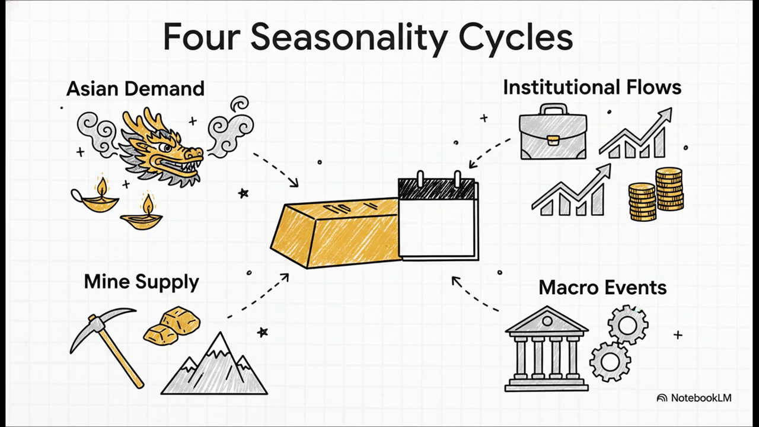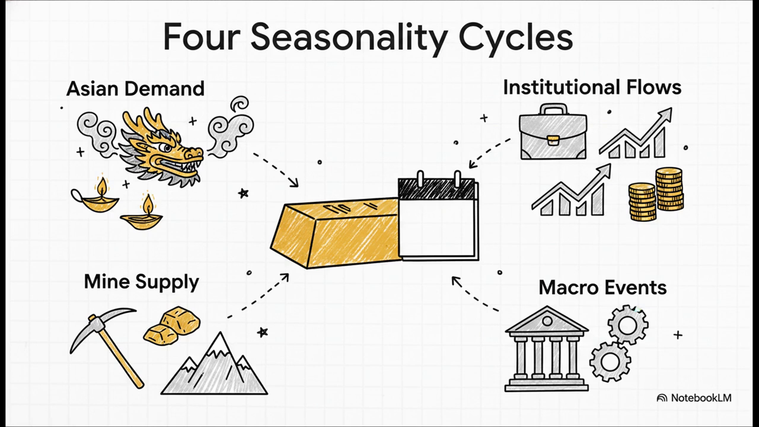First, the Asian demand cycle. We're talking massive cultural and religious festivals. Second, the institutional flow cycle, which is basically just the mechanical portfolio rebalancing by massive funds. Third is the mining supply cycle. Think weather and operational variations in output. And fourth, the macro event cycle, driven by central bank rhythms.